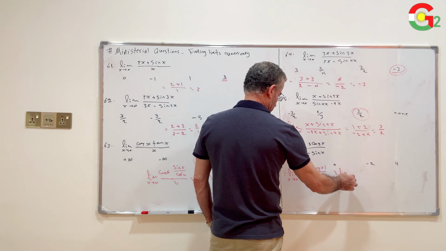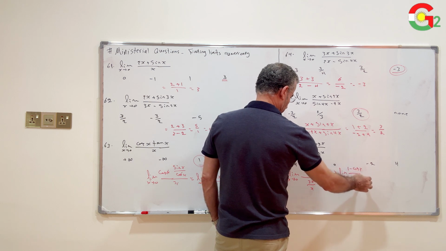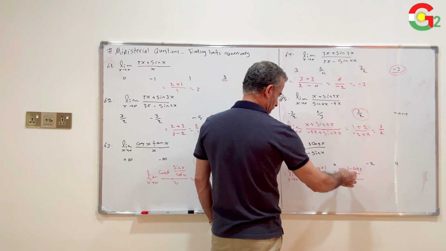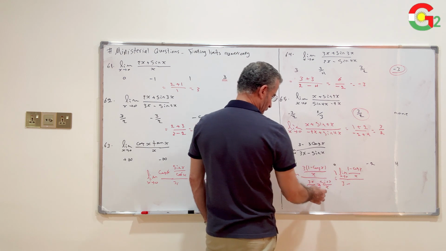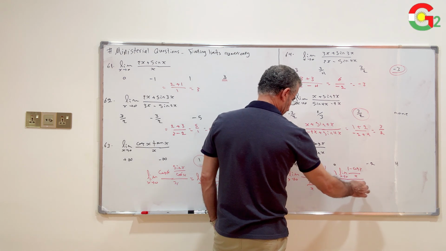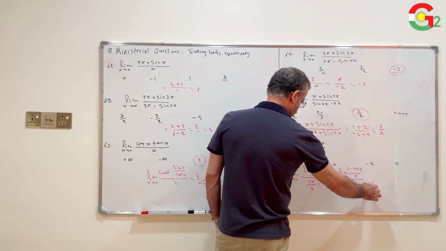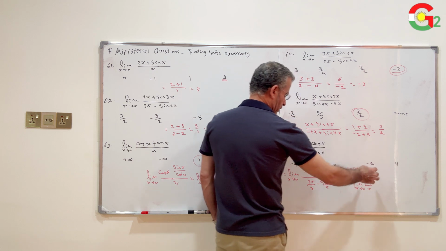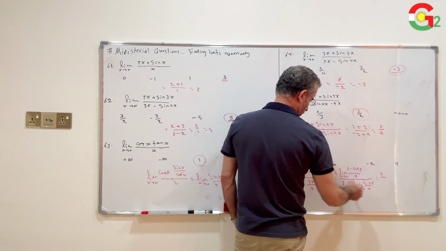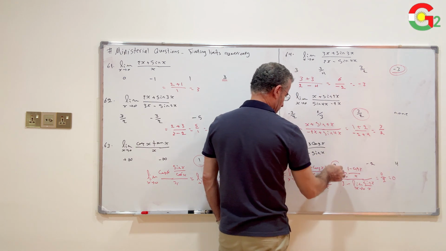3 times the limit as x approaches 0 of 1 minus cosine x over x. As you know, this limit is 0, over 3 minus the limit of sine x over x when x approaches 0, which is 1. So 3 times 0, 0, over 3 minus 1, 2, equals 0. Choice B.